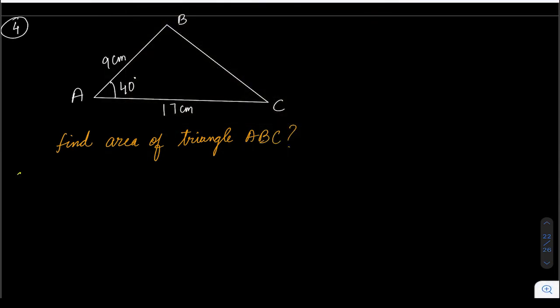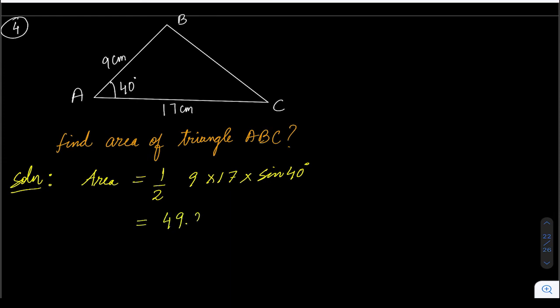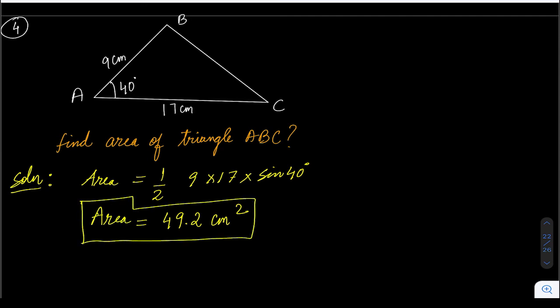Okay, so we will use the formula that we have learned today, a new formula. Area is equal to half the product of two sides. Two sides 9 and 17 are given, so I will use those, and the angle between them is 40, so multiply by sine of 40 degrees. Let's use the calculator. You will get 49.2 centimeters squared up to 3 significant figures. So that is the area of this triangle.